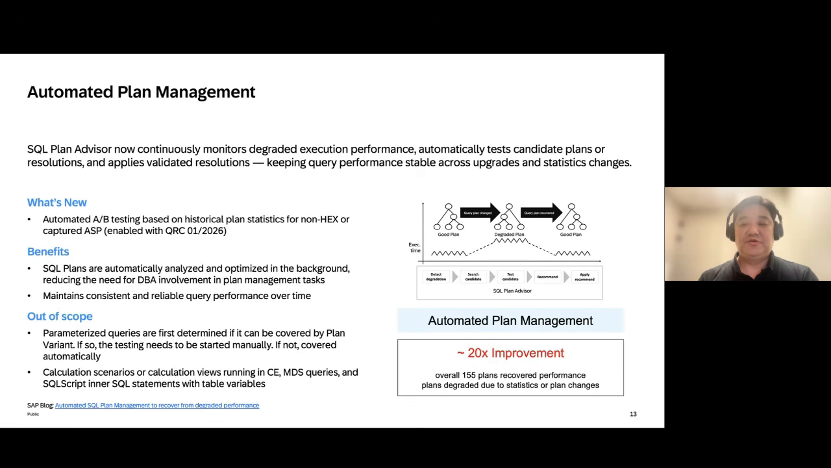But previously, using the SQL Plan Advisor, the administrator had to manually start the testing process to validate if one of the previous plans was an optimal plan, and then have it applied to be swapped out with the current plan with the more optimal plan. We've actually enabled this as part of the QRC01 2026 version.